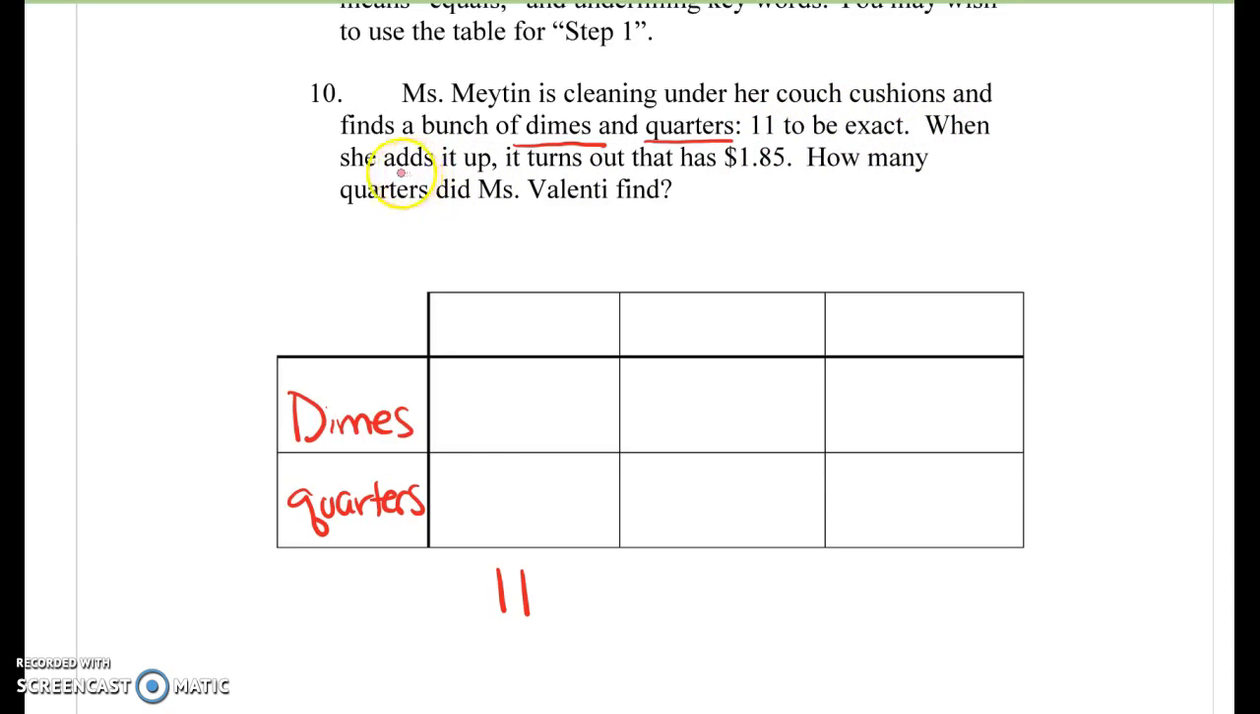When she adds it up, we're going to need a plus in our step 2. It turns out that she has 185. Now, "has" here is actually our equals word, right? The amount of money she has equals 185. How many quarters did Ms. Mayton find?